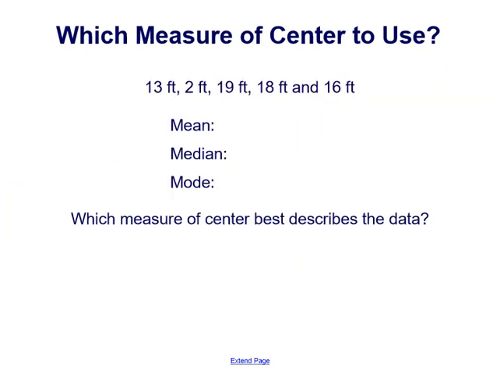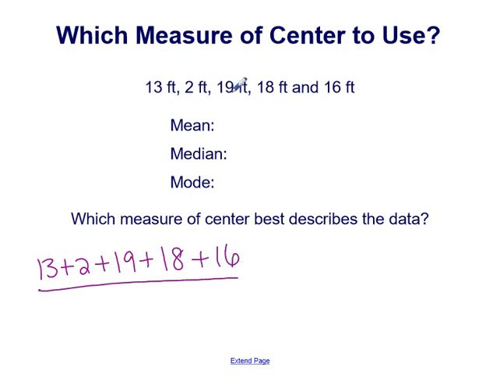So to find the mean, we have to find the sum of the measures, and then we have to divide by how many there are. We're finding the average. So we're going to find the sum of 13 plus 2 plus 19 plus 18 plus 16 and divide by 5, since we have 5 data points. That will give us a sum of 68, and 68 divided by 5 gives us a mean of 13.6 for the data.